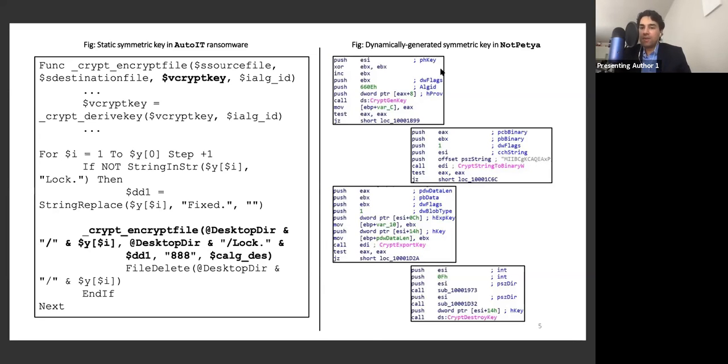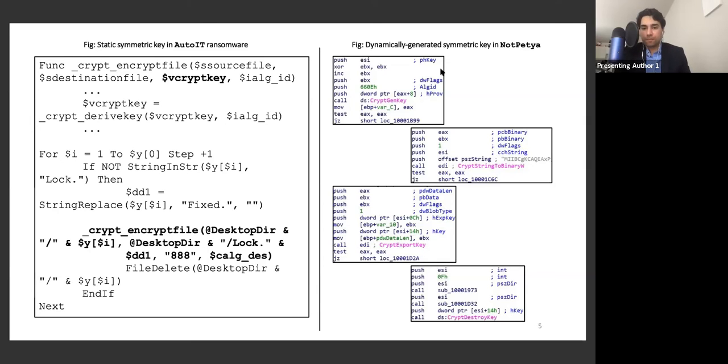On the right-hand side, we have a dynamically generated symmetric key in the case of NotPetya. And in case you cannot read the assembly, I'm going to go through it. In the first box, we see a call to CryptGenKey, which is a standard crypto API call used for key generation. We see that the algorithm ID is 660E, which is hex 4. If I remember correctly, it's an AES 128-bit key.